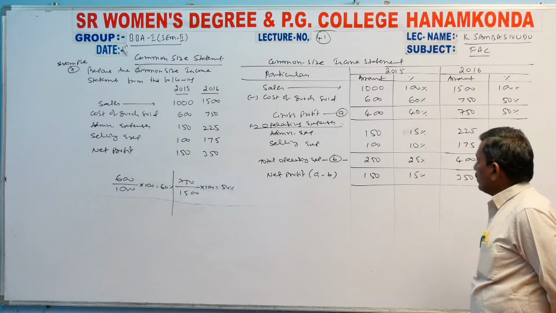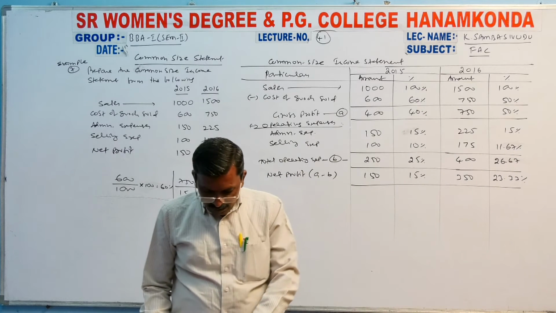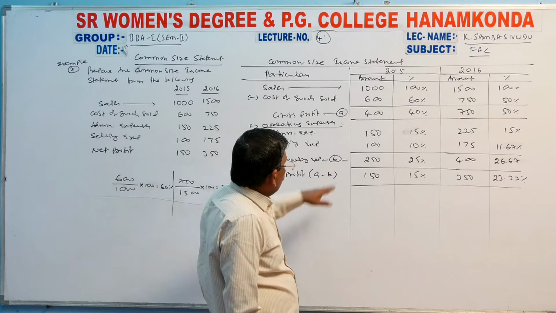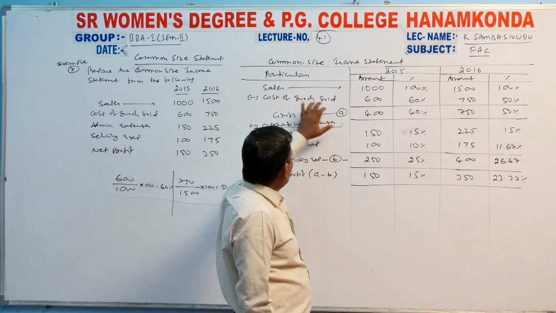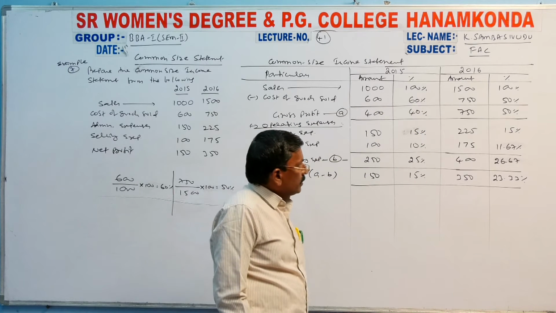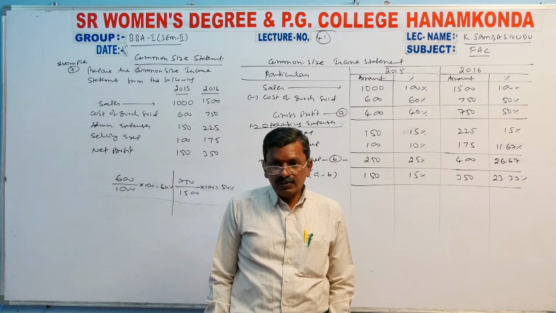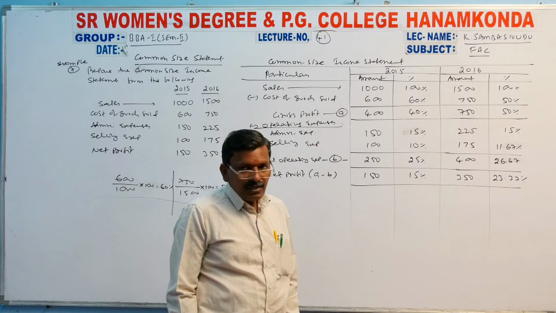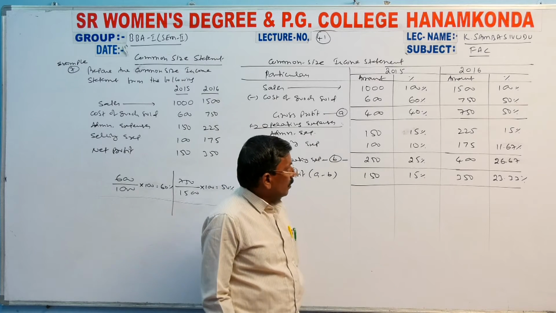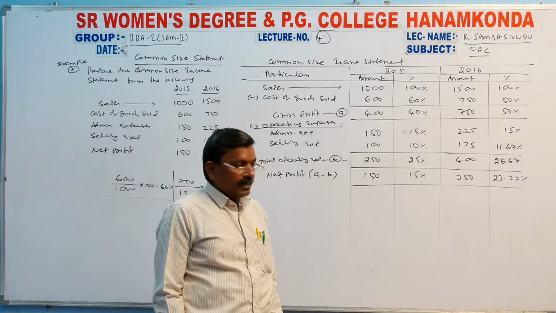So it is very, very important. This is the income statement. Then what are the comments? Here the cost of goods sold percentage in the first year is 60%, and in the second year 50%. So the cost of goods sold decreased from the first year to the second year, and sales also increased. Then the gross profit percentage was 40% in the previous year and 50% in the current year.